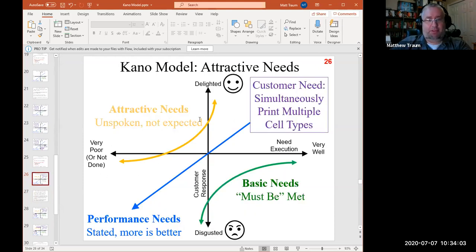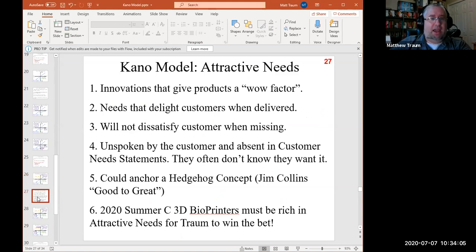Okay, so attractive needs. So what are attractive needs? Attractive needs are innovations that give products a wow factor, right? So something that's unexpected, unanticipated, and from the customer's perspective, delightful when it's delivered. If these needs are missing, the customer usually doesn't even know about it and doesn't think about it. So the customer is not dissatisfied if these needs are not there. And oftentimes the customers don't even know that one of these needs is something that they want, right? So they're typically unspoken by the customer and absent in the customer need statement.